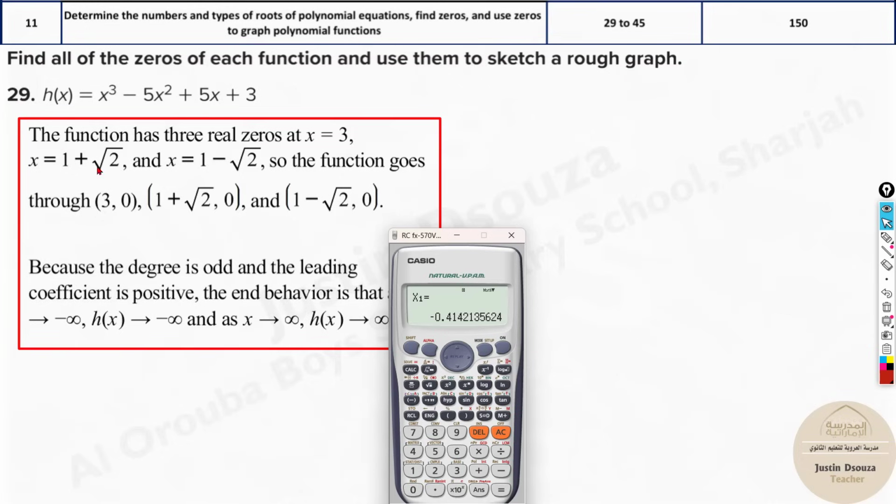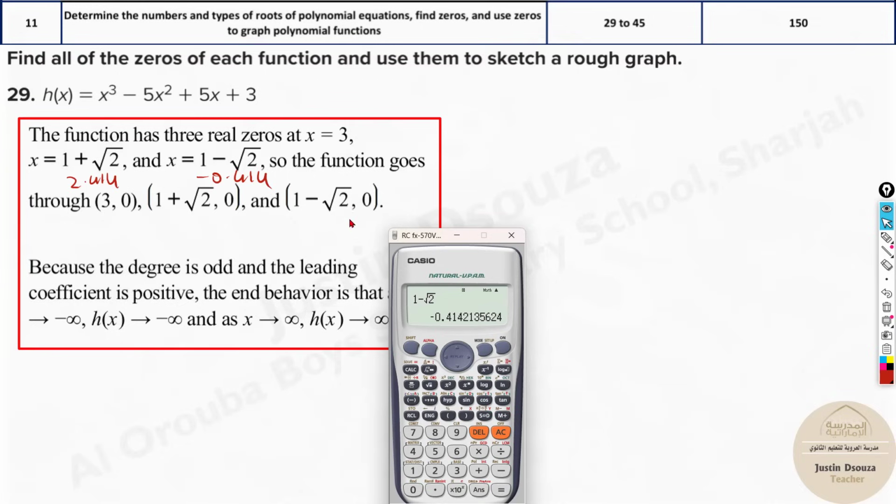What are the solutions? Over here, this is negative 0.414. I'll write it out: minus 0.414, and then we have positive 3, that's over here already, and then we have 2.414. In your exam, if you get values like this, don't worry, write them out and then check the answers in the options. 1 plus root 2 is equal to 2.414, and 1 minus root 2 is equal to the other answer, negative 0.414. That's how we do it.